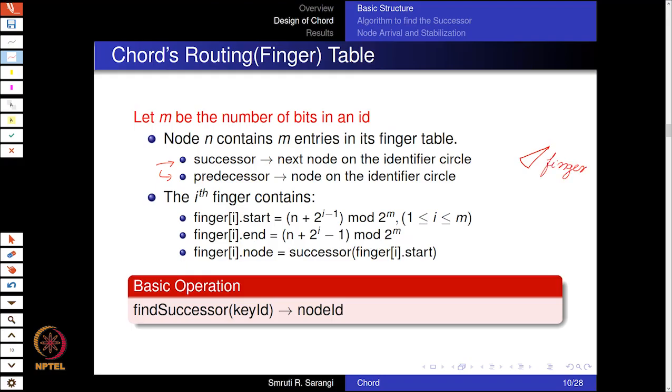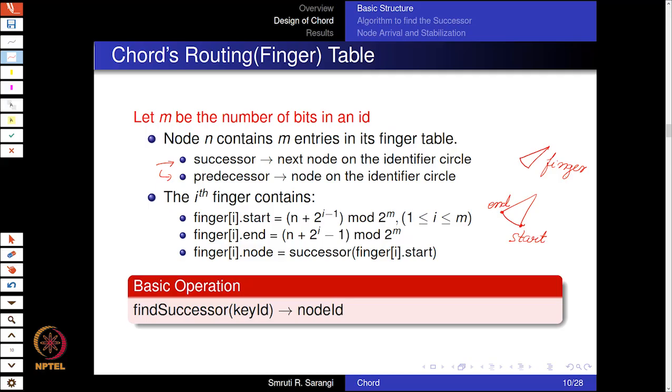It also looks like a fingernail if you look at it from a certain angle, but I would have called it a pizza slice. So the ith finger basically contains, every finger has a start and an end, right? So it has a starting point and it has an ending point. The start for the ith finger, its position is n plus 2 raised to power i minus 1 mod 2 to the power m.